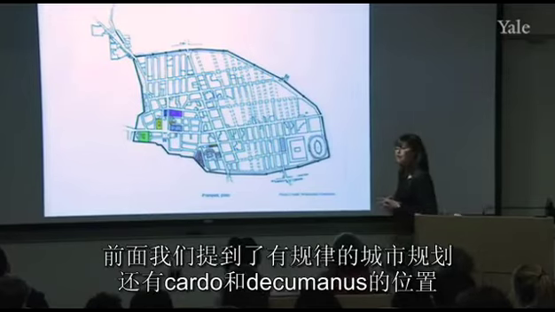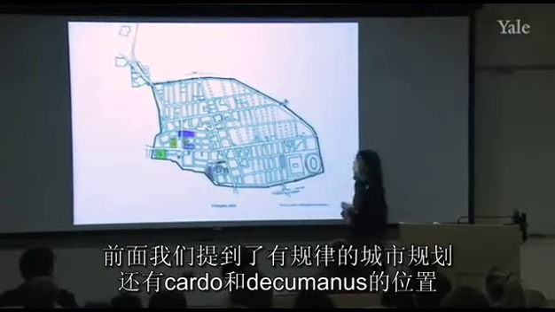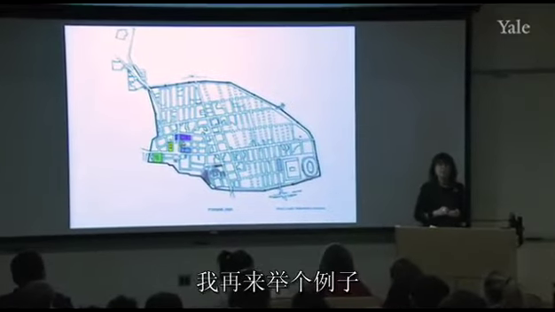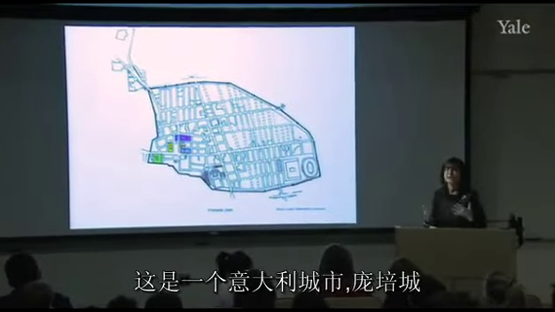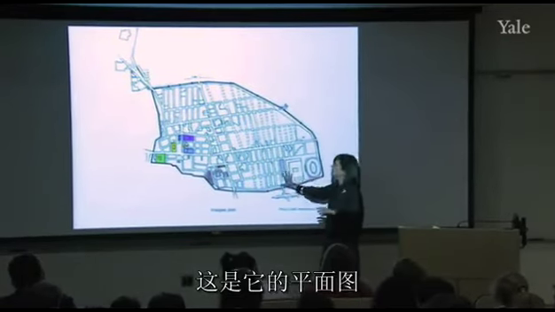We talked about regular town planning and the location of the Cardo and the Decumanus. I want to show you just an example of this. This is a city in Italy, in this case the city of Pompeii. You see it here in plan.